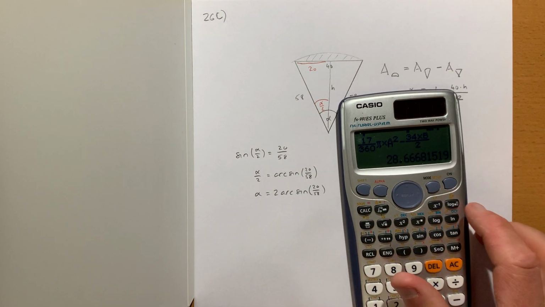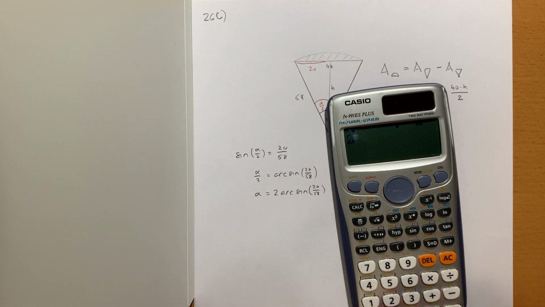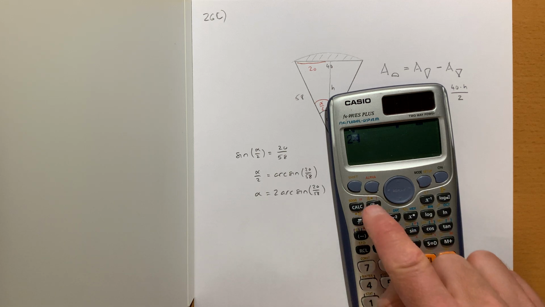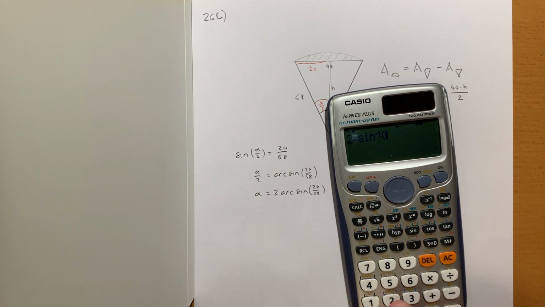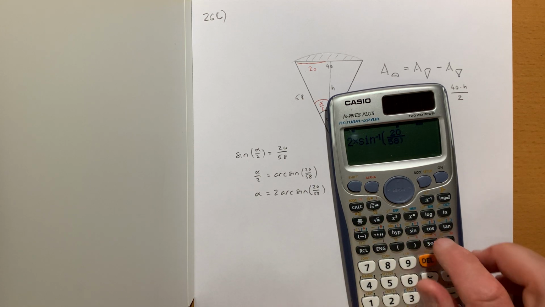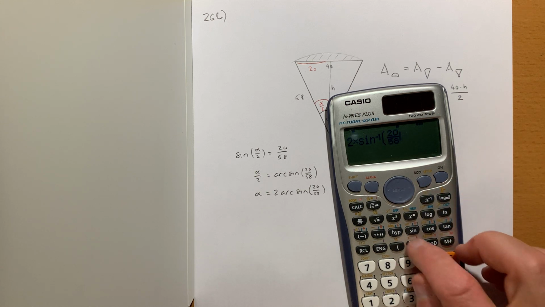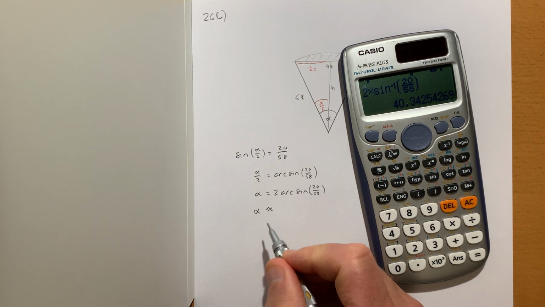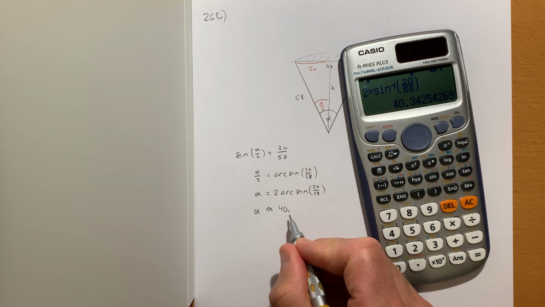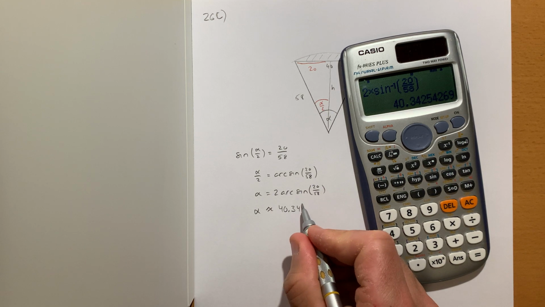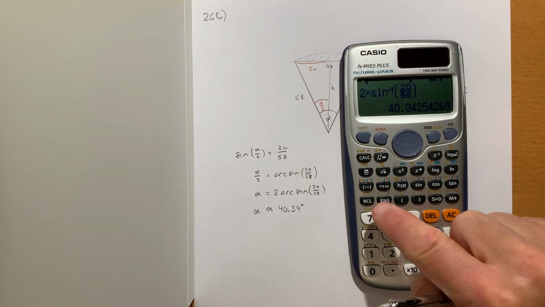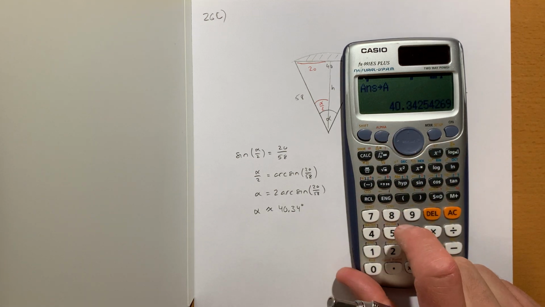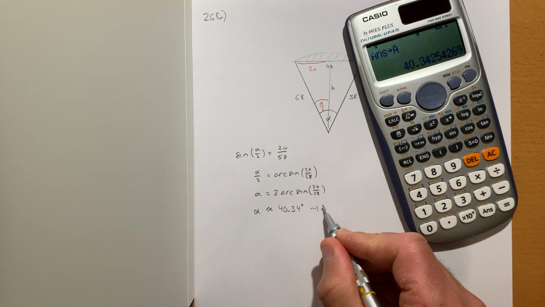So let's type this in. 2 times, well, arc sine is sine to the minus 1, the inverse sine, 20 divided by 58. Here we go. And this is approximately, alpha is approximately 40.34 degrees. Let's store this as A. So this is A in our case.